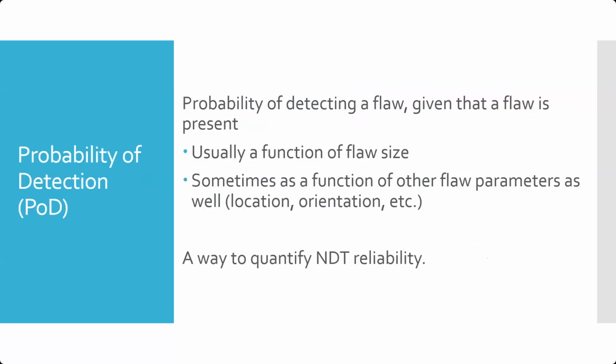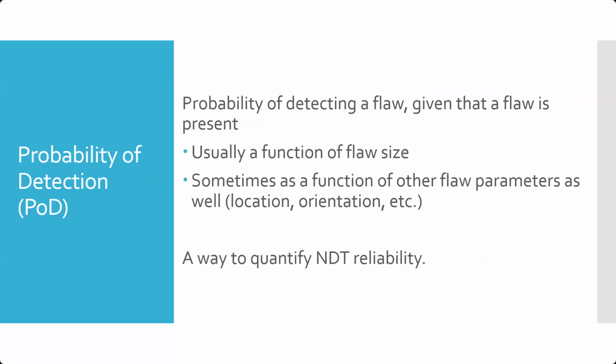And this leads to probability of detection, which is a measurement of this confidence and ability. The probability of detecting a flaw, given that the flaw is present, is the definition of probability of detection. And it's typically a function of flaw size. Again, going back to that, bigger flaws are easier to find and smaller flaws are more difficult.